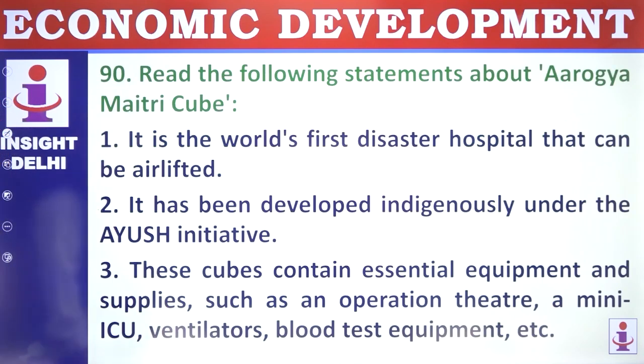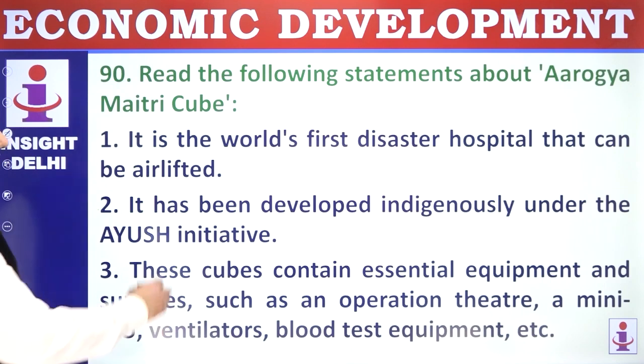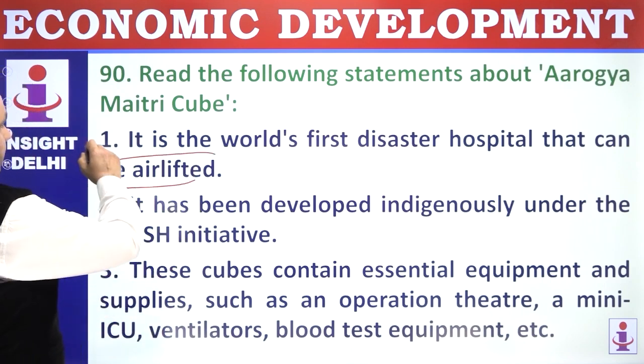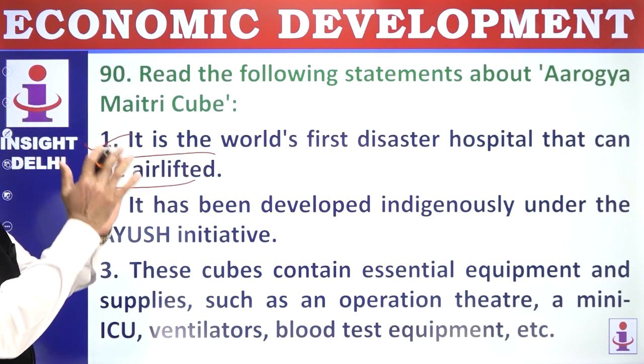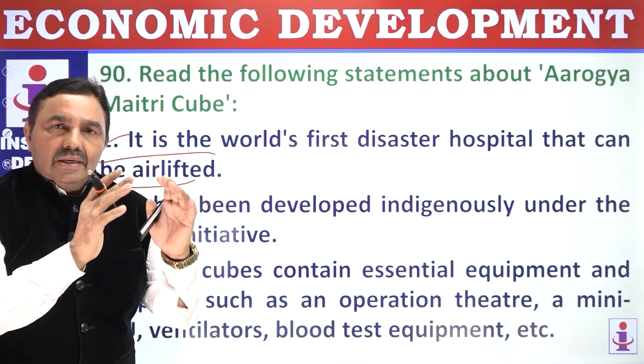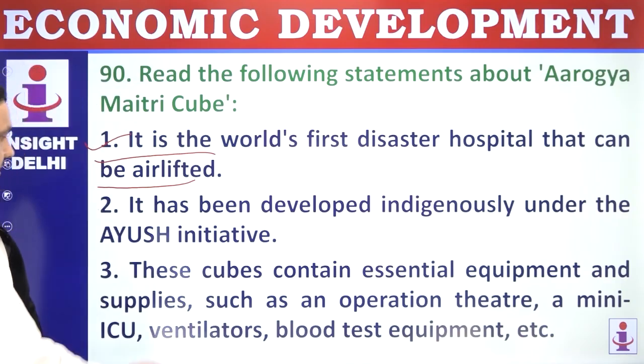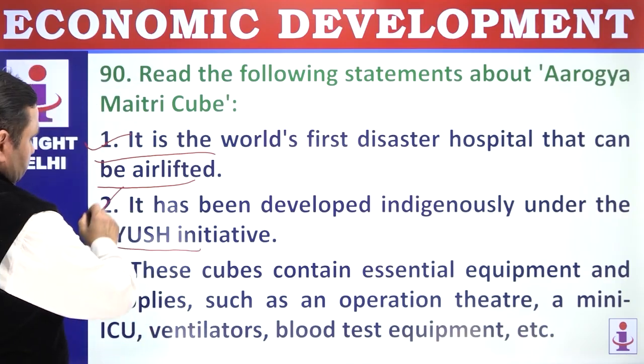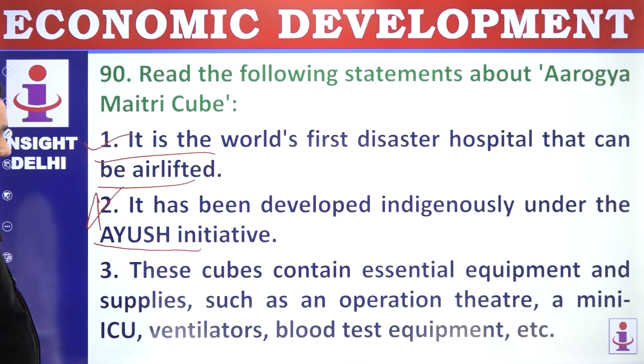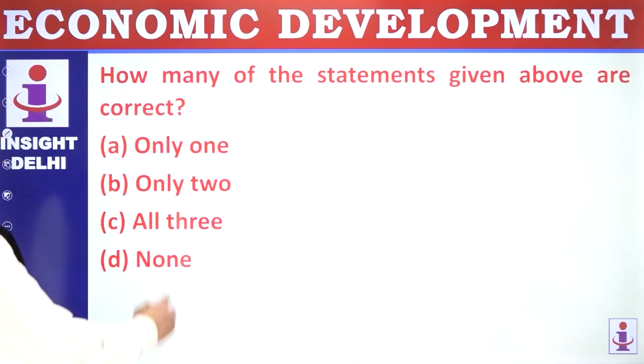Read the following statements about Arogya Maitri Cube. It's the world's first disaster hospital which can be transported, because it's basically in components or parts, so you can shift them part by part and reassemble easily. It has been developed under the Arogya Initiative, Bhishma Initiative, not the Ayush Initiative. These cubes contain essential equipment, that's correct. 1 and 3, only 2.